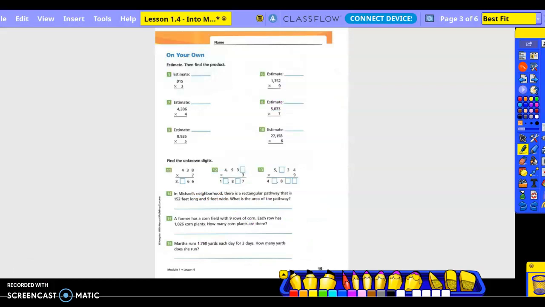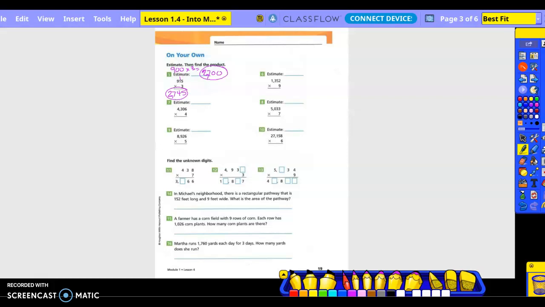On your own, estimate and find the product. So 915, what are we estimating that to? 900, because the 1 is lower than 5, so you go down, right? Times 3 equals 27, and add 2 zeros. So my answer is 2,700. Okay, 5 times 3 is 15. Carry the 1. 3 times 1 is, plus 1 is, 3 times 9 is 27. So 2,745. Is that close to 2,700? Yes.